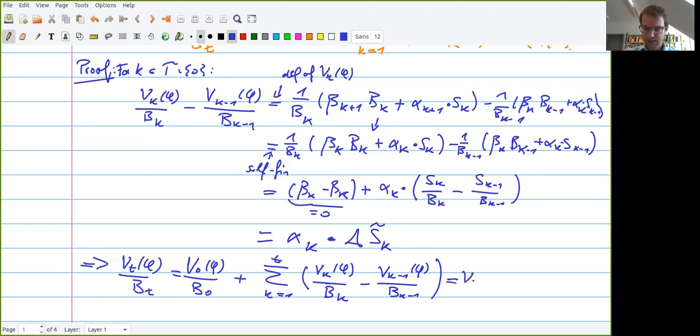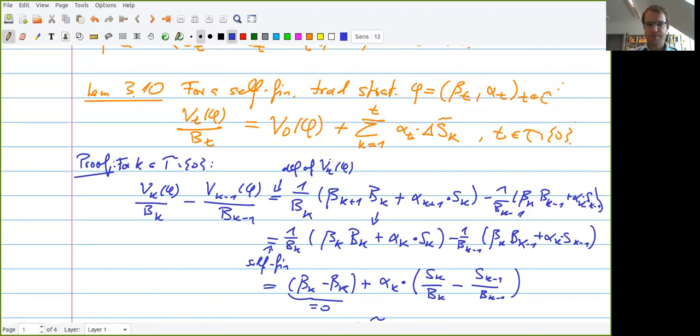Right. So here at time 0 the discount factor is equal to 1. So the discounted value process at time 0 is equal to the value at time 0 without discounting. And then, by our small calculations we have already done, this is equal to the sum from k equal 1 to t of alpha k multiplied with the changes of the discounted price in the kth trading period. Right. And this is already all we wanted to prove.